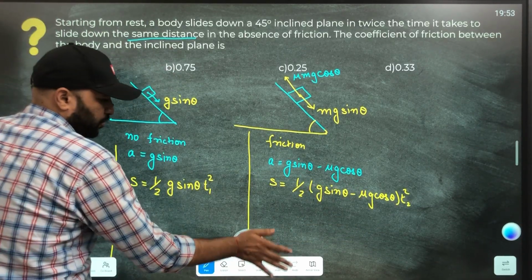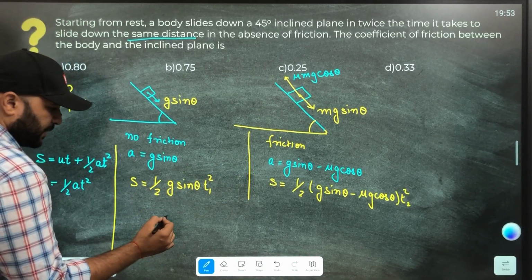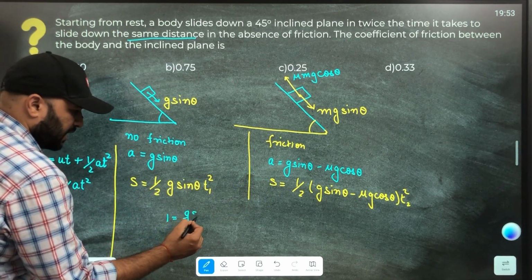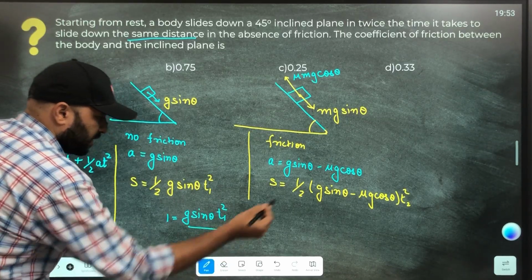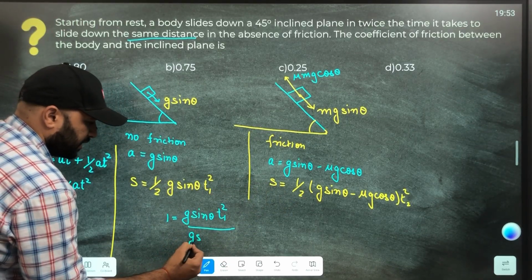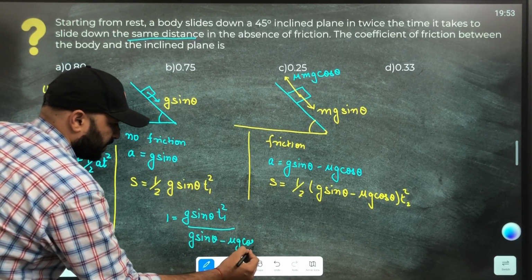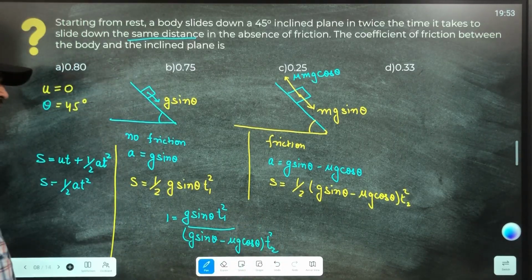Great. Let's divide both of them. If I divide these two equations, S and S will make it 1 on the left hand side. Half cancels with half. G sine theta T1 square, whole divided by g sine theta minus mu g cos theta, whole T2 square. I hope this is clear.